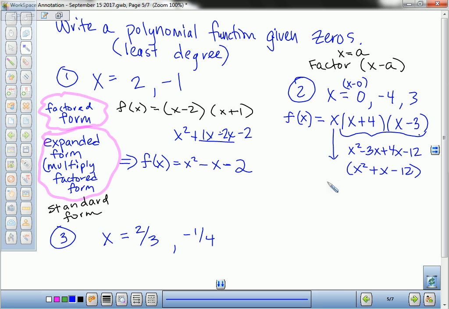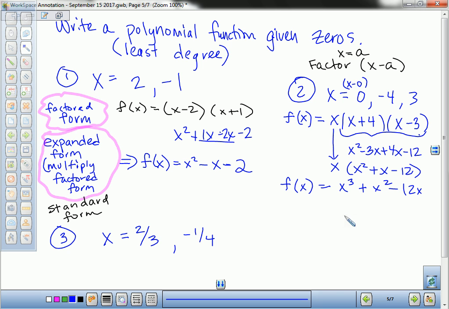Now, to get to completely expanded form, I need to go ahead and distribute this x through. And we get everything a degree higher. So the squared becomes a cubed. The first power becomes a square. And the constant becomes 12x. Just distribute x. Okay, does that make sense?